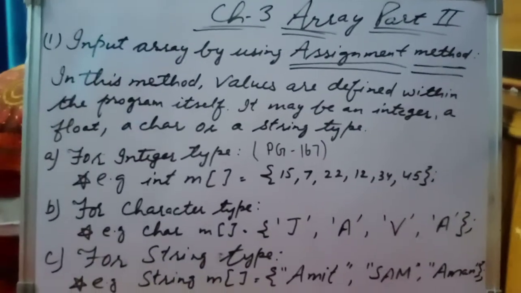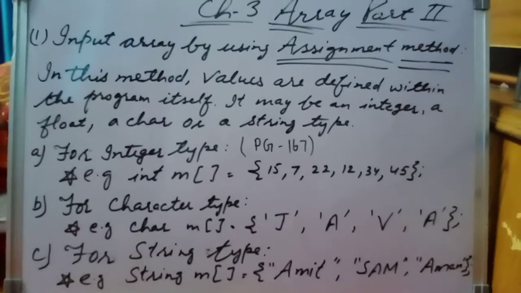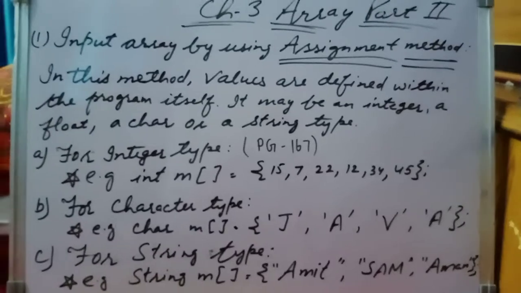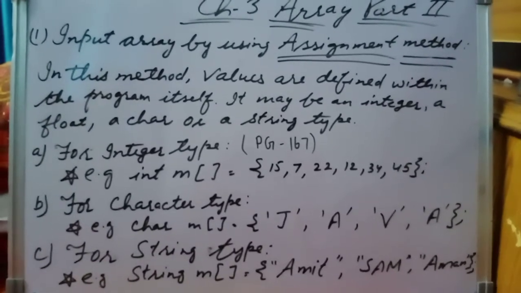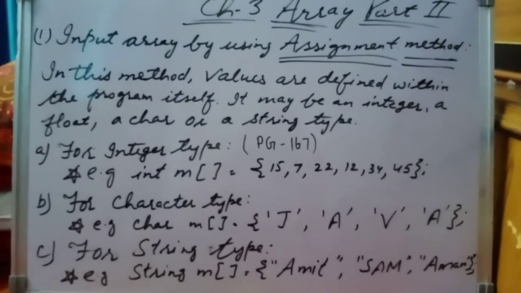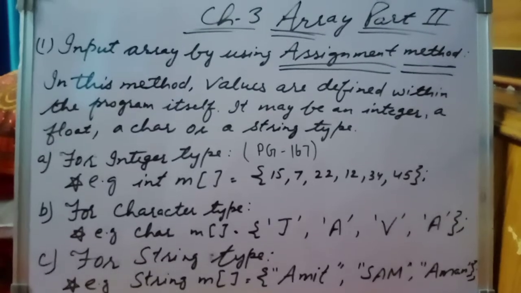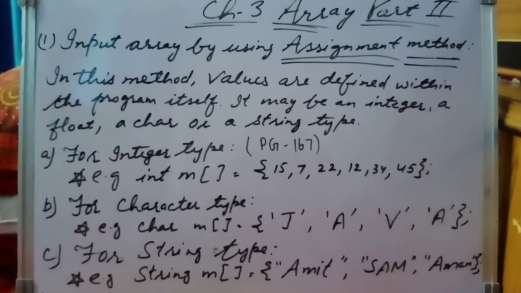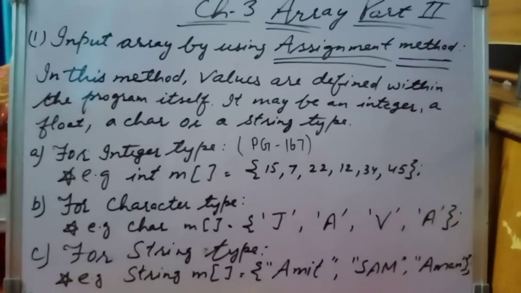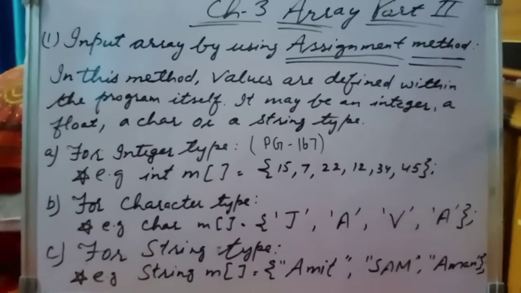So first is input array by using the assignment method. In this method, values are defined within the program itself. It may be an integer, a float, a char or a string type. Already you know the assignment method from programs. In the assignment method, values are already provided within the program. We are not accepting them from outside of the program. We will use the values within the program, or the values are known to the programmer.